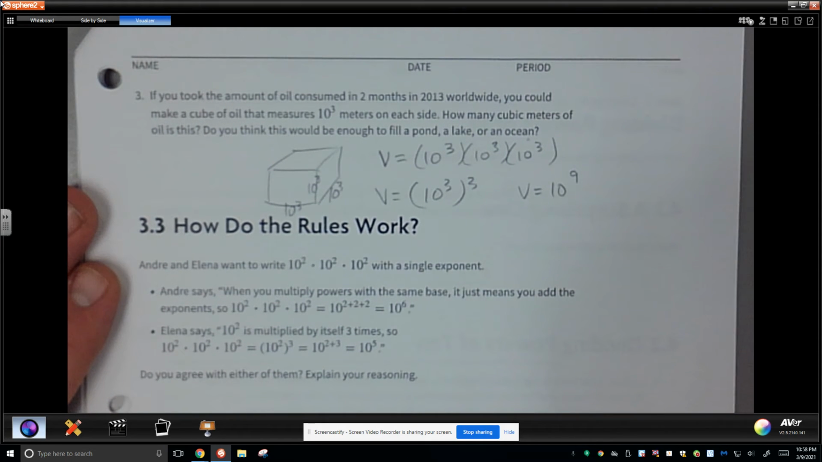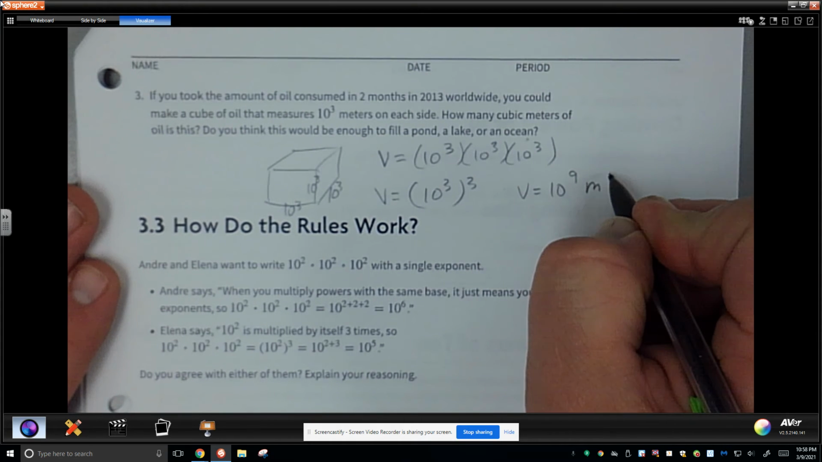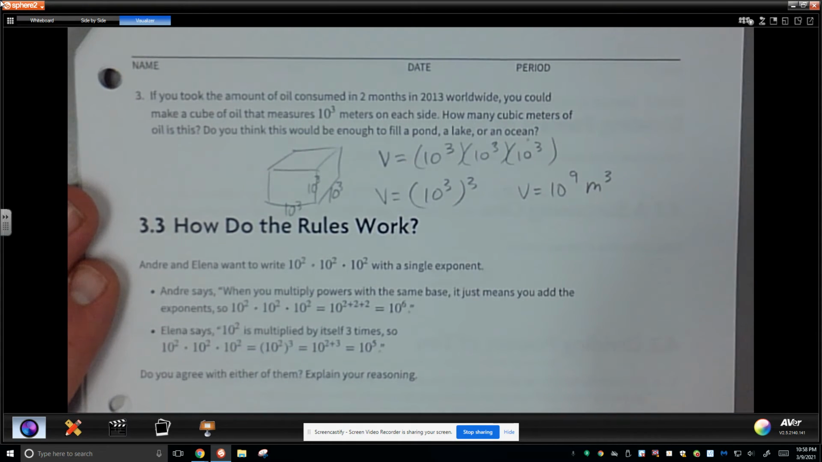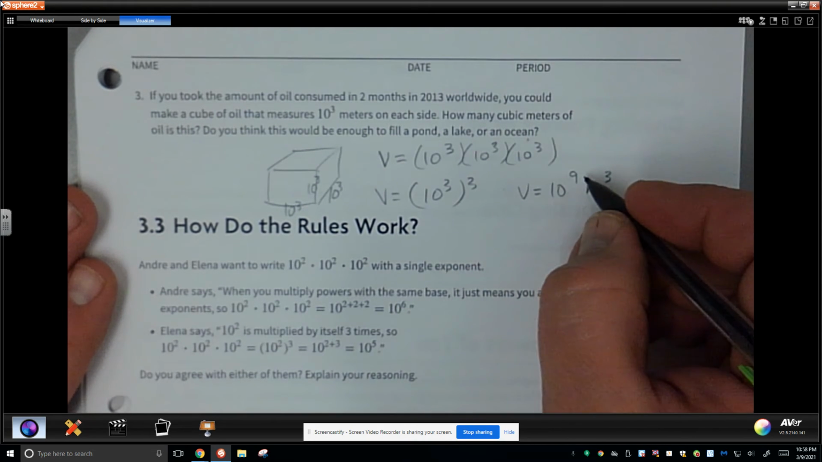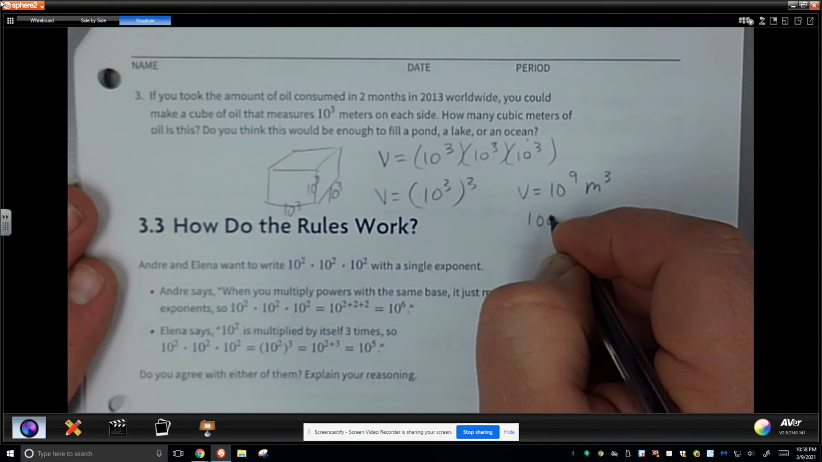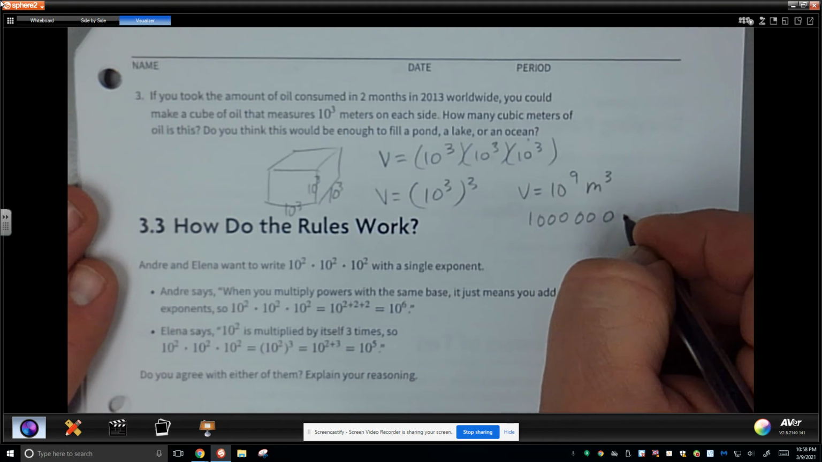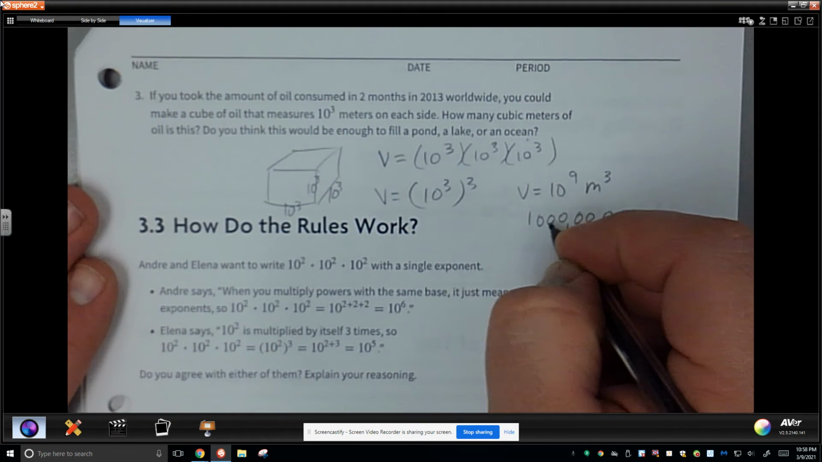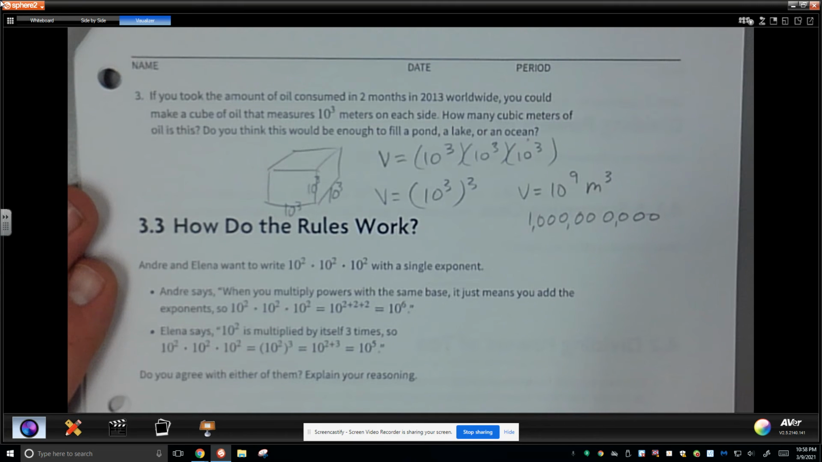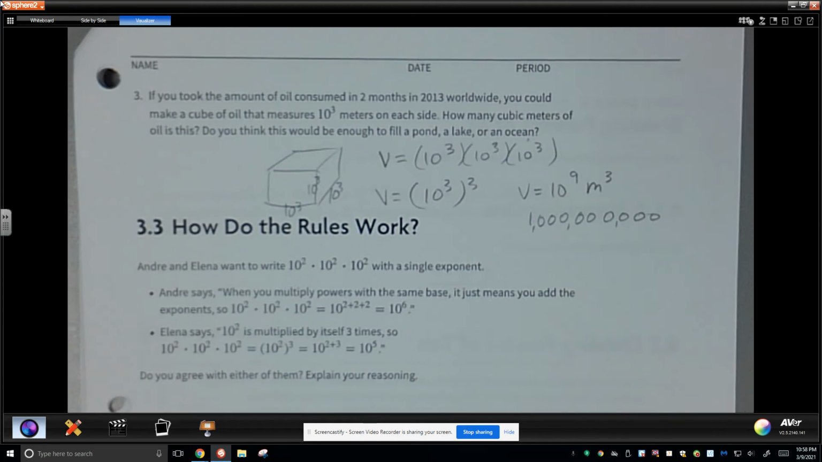So if that's 10 to the ninth power, keep in mind this is cubic meters of oil. 10 to the ninth power looks like this. That would be 1 billion cubic meters. To give you an idea of cubic meters, that's over 3 feet by 3 feet by 3 feet. And we're talking about over 1 billion of those. That is a very, very large space.